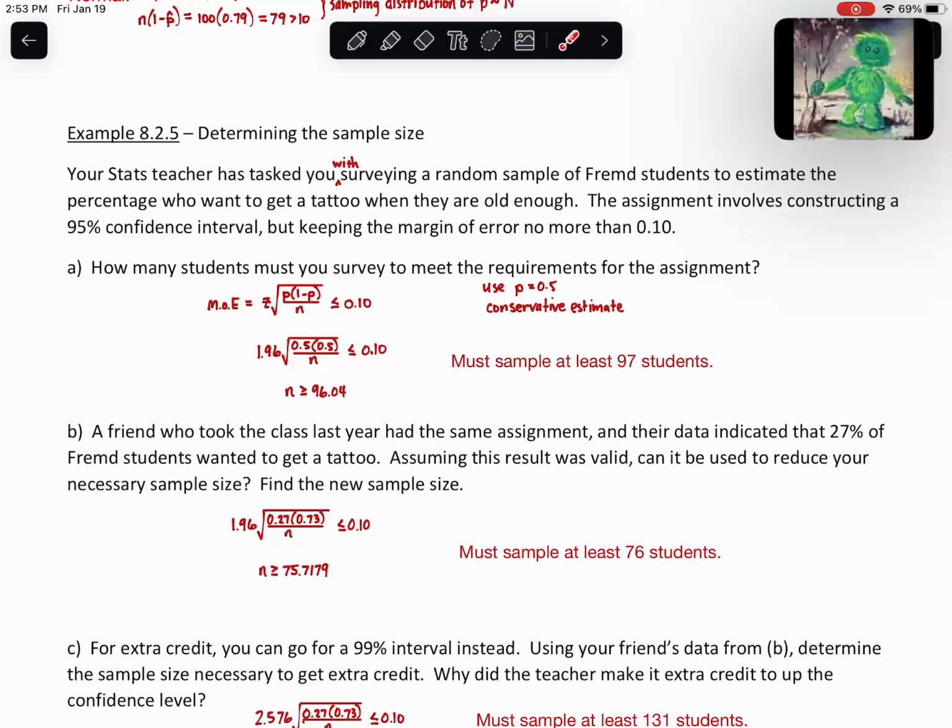Welcome everyone. This is the video where we're going to see three examples that we skipped in class. The first of which is from 8.2. We're looking at example 8.2.5. It's a very common type of example associated with chapter 8 and confidence intervals, and it has to do with determining a sample size.